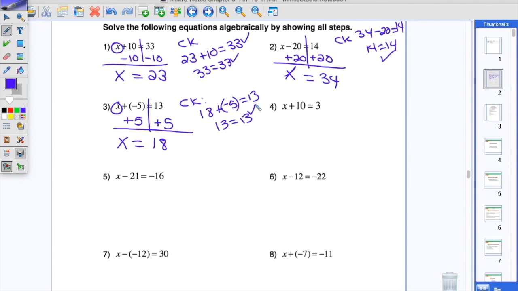Number 4 is x plus 10 is equal to 3. We're going to subtract 10 on both sides. So we're left with x equals, because then when we do 10 minus 10, we get 0. But this time we have 3 minus 10. So this brings it up to a little bit of 7th grade. If we have 3 minus 10, remember we can change subtraction to adding the opposite. Now it's take the sign of the larger number and subtract. So we get negative 7.